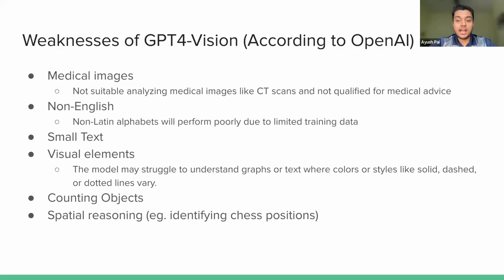And visual elements in graphs or text with varying colors and styles, like solid and dashed lines, may also pose a challenge for the model, and its ability to understand and differentiate between such elements is still evolving. Another thing specifically mentioned by OpenAI as a limitation is counting objects, which can be tricky, especially in crowded scenes. And this is a really important task, especially when doing object detection. But this is a key weakness of the GPT-4 Vision API.